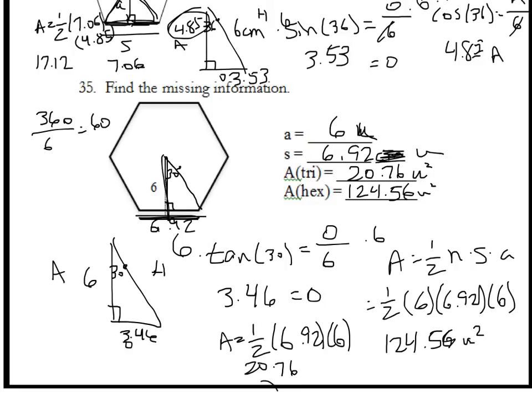124.56 units squared. So the main thing here, you got to count the sides. Take the sides, use the central angle to find this angle, so we can use right triangle trig to find the apothem and the side length.